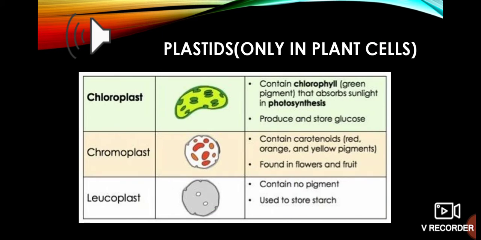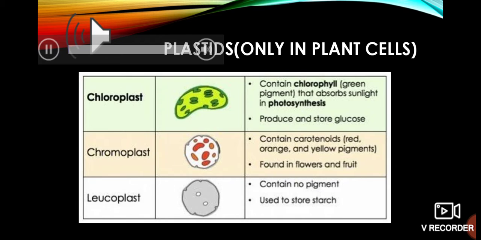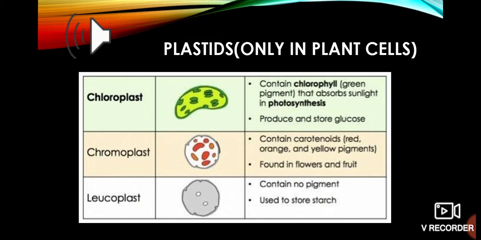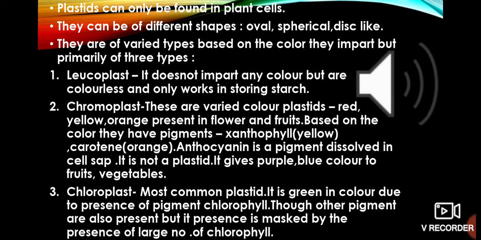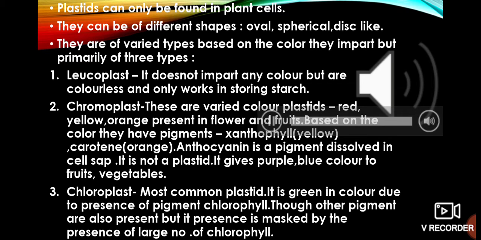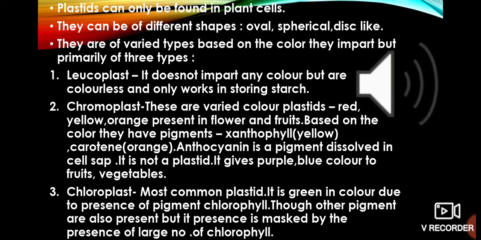Why are plants so colorful? They have different colors: green, orange, red. Which structure imparts them this color? This color is imparted by special structures present only in plant cells, known as plastids. So here we are going to learn about the properties and functions of plastids.